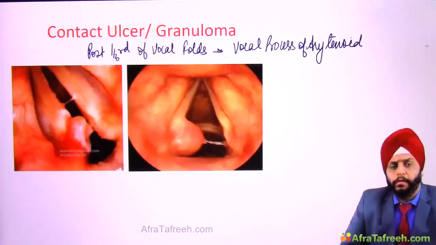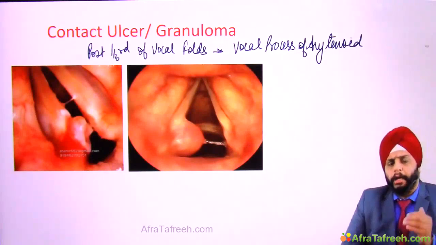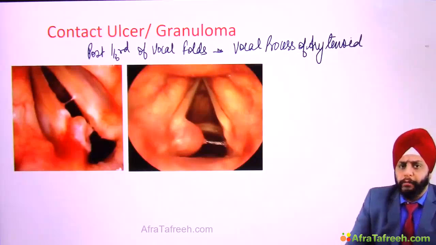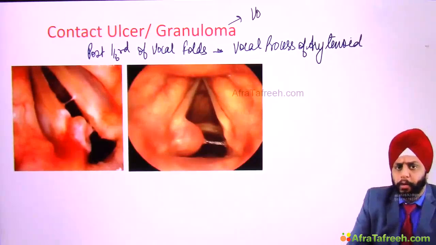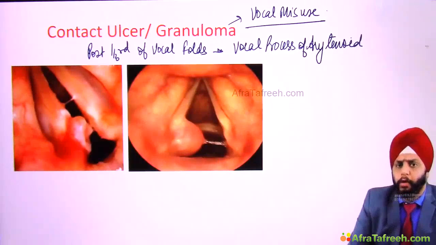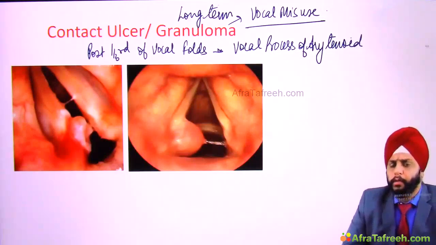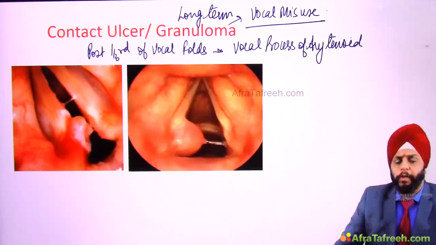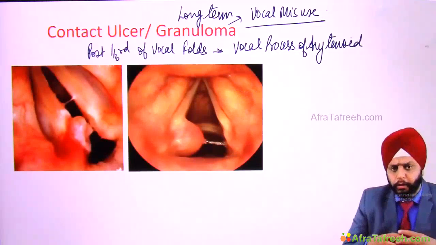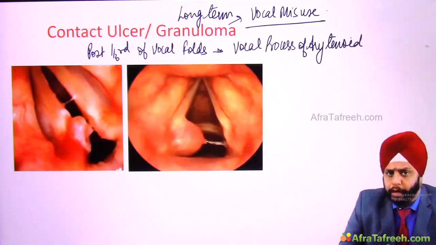Okay, now, secondly, what is the cause for this contact ulcer or contact granuloma? Earlier, it was believed that this happens because of vocal abuse, vocal misuse. This happens because of long-term vocal misuse, and because of that the two vocal folds are rubbing against each other, and that causes the contact ulcer or contact granuloma. This was the earlier thought.